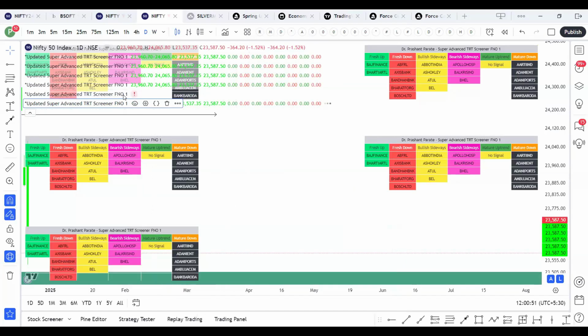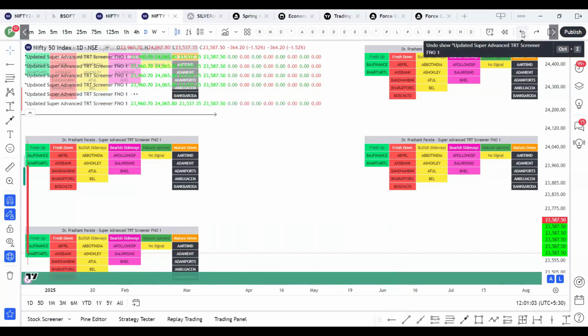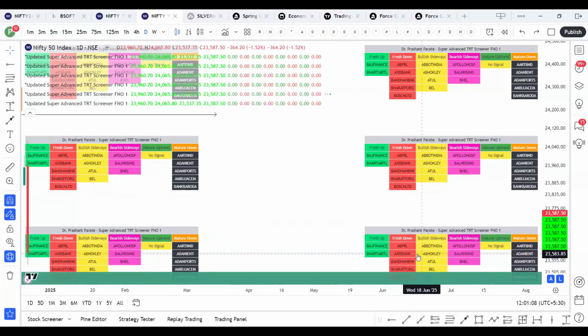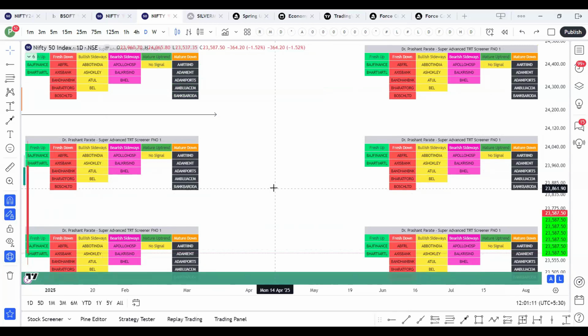There is some error here. Let me check what the error is. Sometimes this happens. There is an error, runtime error, calculation timed out. So just close it and press Ctrl Z, or there is this undo tab. It will appear. Now it is working. Now all the names are the same because we have copied and pasted.